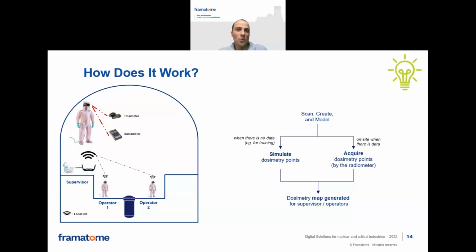With that, the first worker goes to the site and walks all around with the radiometer and his HoloLens. This will create the 3D capture of the environment. At the same time, we will acquire dosimetry points using the radiometer. It's automatic. If you are not in a real radioactive environment, you can always simulate dosimetry points.